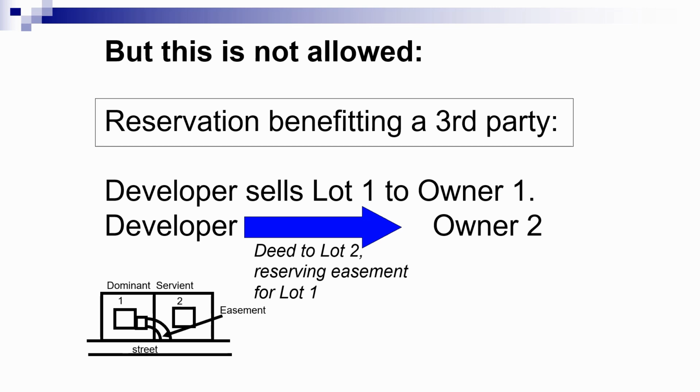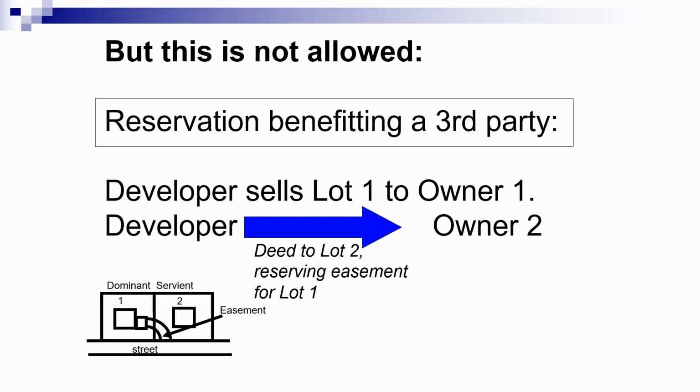What happens in this situation is that a common owner, let's say the developer of this subdivision, sells lot 1 to owner 1. Later, the developer is about to sell lot 2 to owner 2, and owner 1 comes to the developer and says, listen, when you sell lot 2, would you mind reserving an easement across lot 2 for a driveway going to my garage on lot 1? The developer says, no problem, I'll be happy to do that, and executes a deed to owner 2 that reserves an easement in favor of, for the benefit of, lot 1.